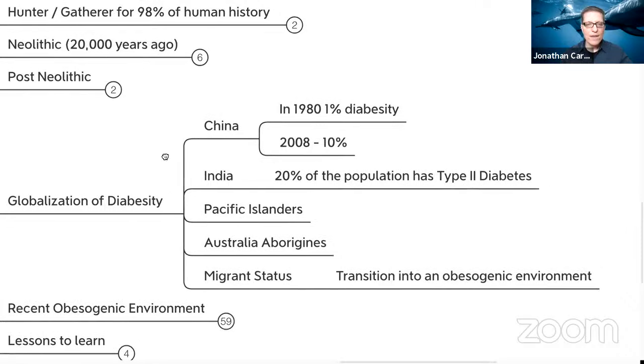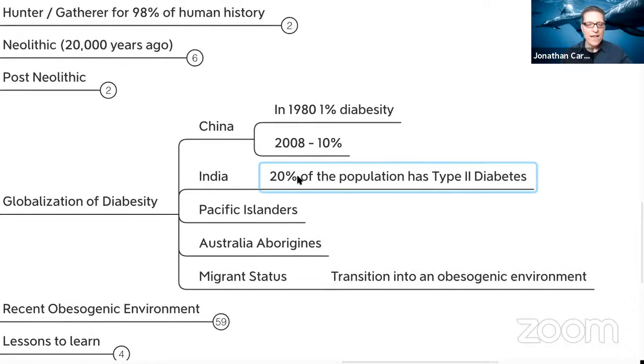India, it's an epidemic. Literally 20% of the population has type 2 diabetes. I think there are a lot of reasons for that, which don't necessarily have to do with the fact that they obviously eat a lot of rice, but there's also a lot of vegetable oils and fried foods that have crept into the diet as well.